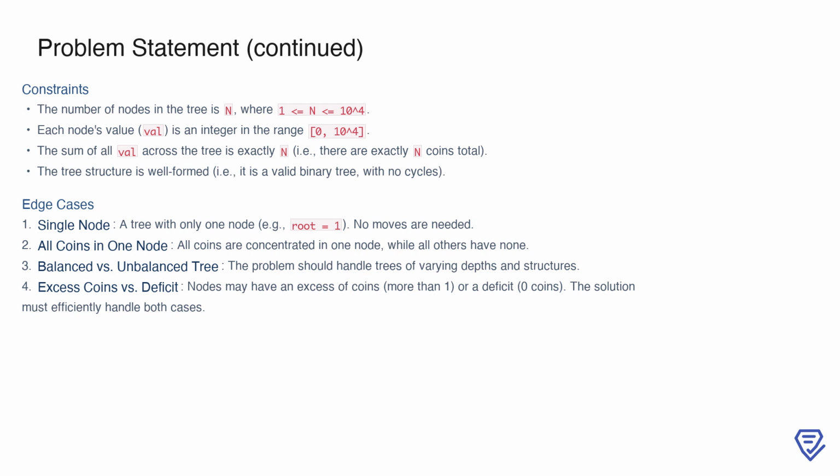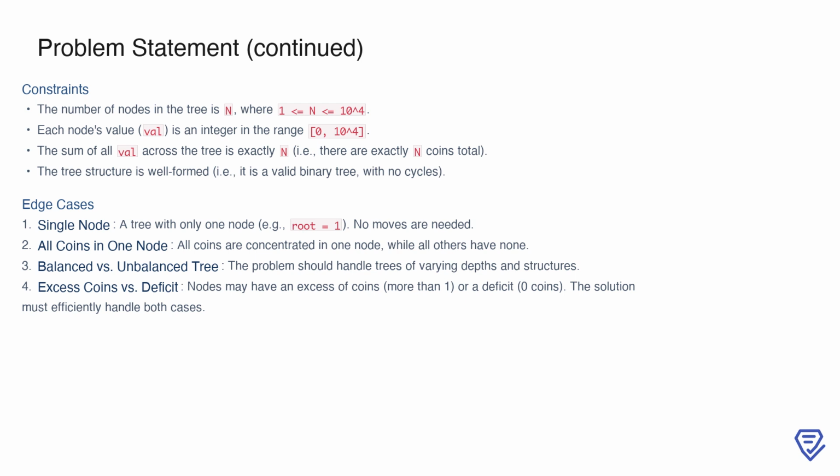The tree can have up to 10,000 nodes, and the value at each node, which represents its coin count, can also go up to 10,000. Importantly, the sum of all the coin values across the tree is guaranteed to equal the total number of nodes, ensuring that redistribution is always possible.